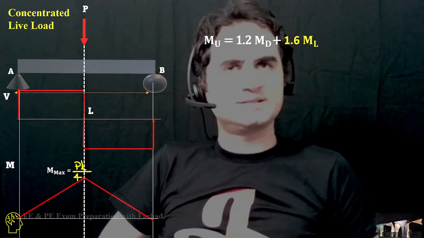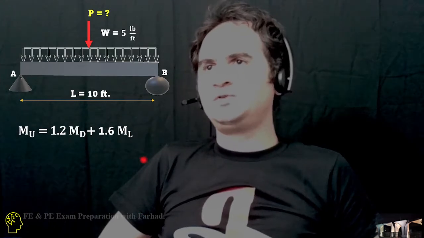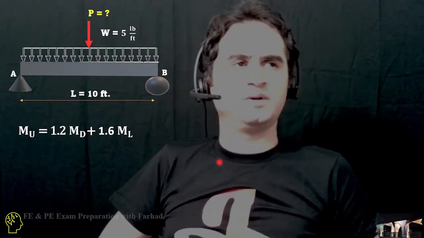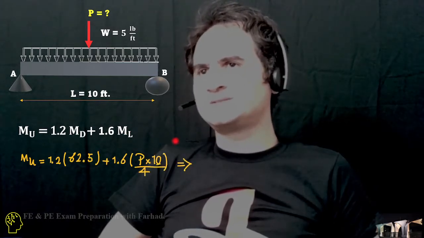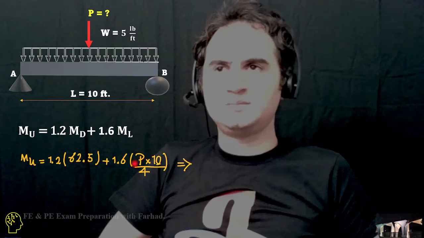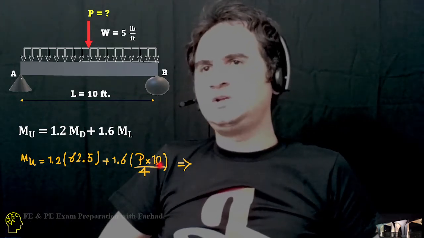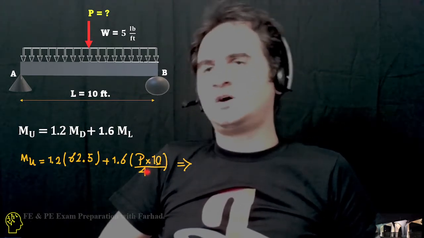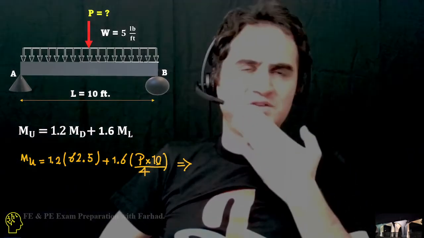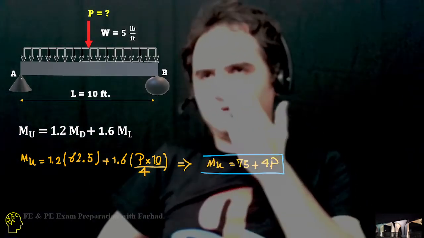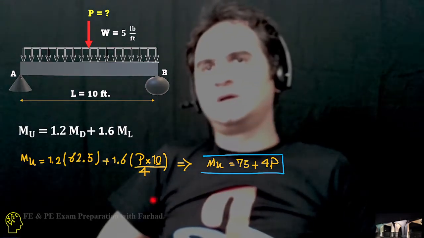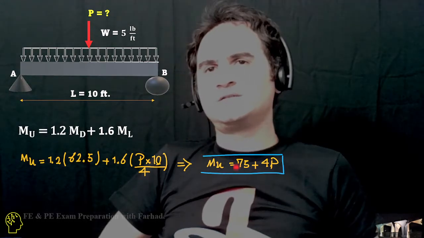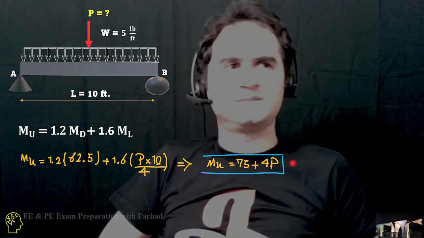If we replace that in the formula of Mu, Mu is again 1.2 M dead plus 1.6 M live. Replacing that gives 1.2 times 62.5, which we already calculated, plus 1.6 times P times 10 over 4. That's the moment we calculate, but we don't know the numeric value of P. So the ultimate moment Mu is 75 plus 4 times P.